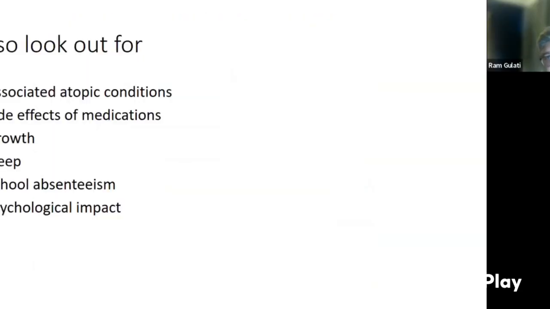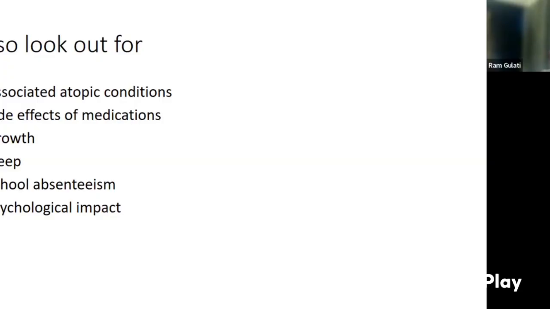Apart from looking at these presentations of atopic eczema by themselves, one has to also look out for associated atopic conditions when treating atopic eczema. So, for example, the presence of allergic rhinitis or rhinoconjunctivitis or asthma or food allergies especially, which can present as part and parcel in these children. As I've already said, many of the atopic eczema presentations can be modified because of the medications that we are using. So again, those need to be considered as well.